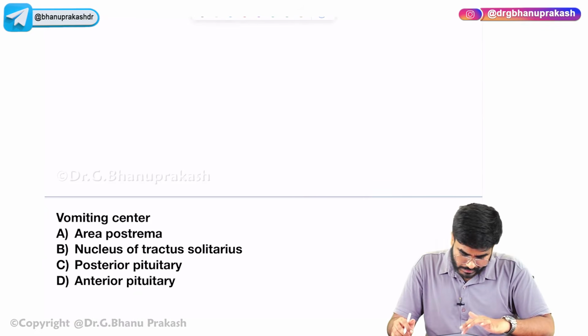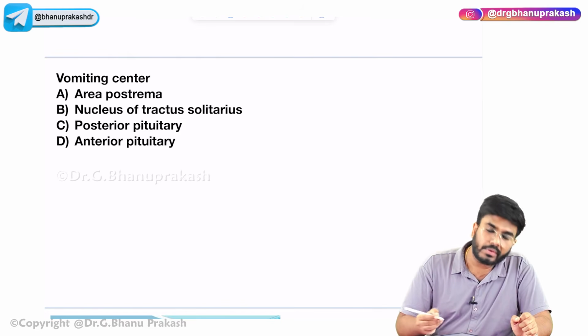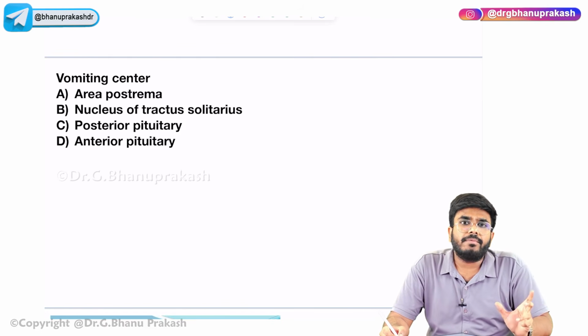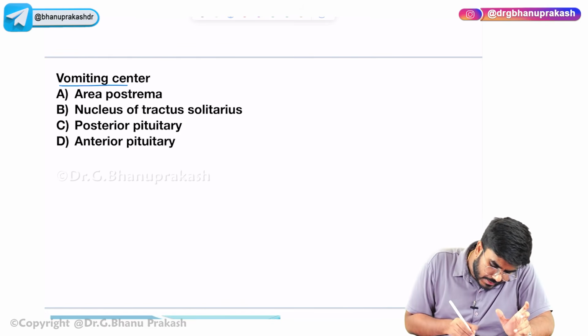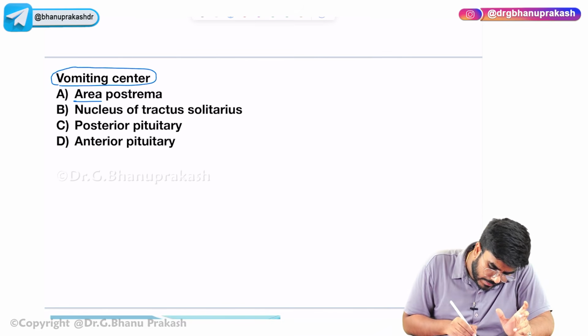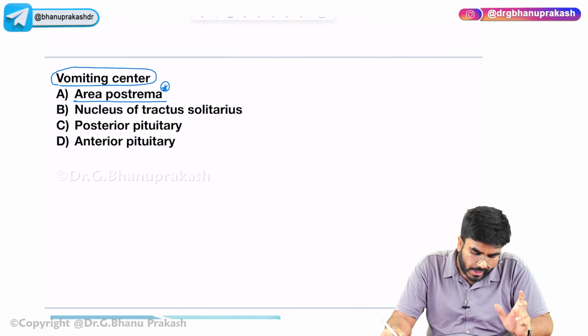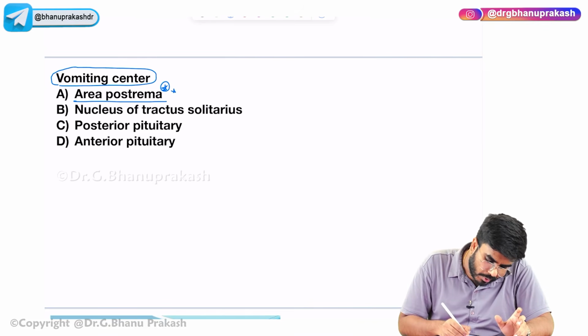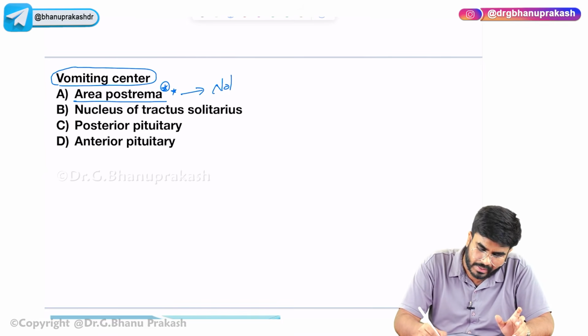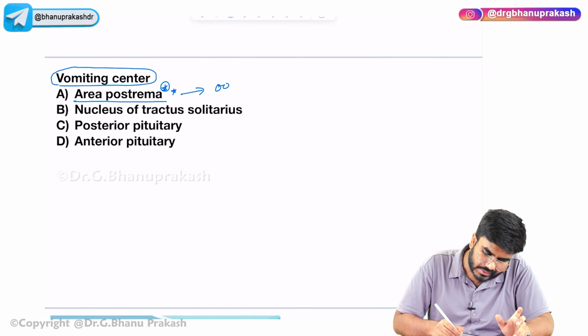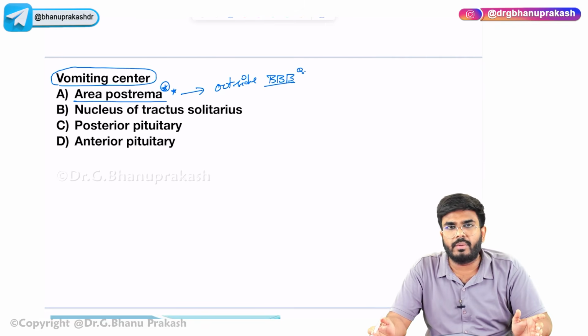Next, the vomiting center. Where is it present? The vomiting center is present in an area called the area postrema. The important point about this area postrema is that it's outside the blood-brain barrier. It's not covered by the blood-brain barrier.